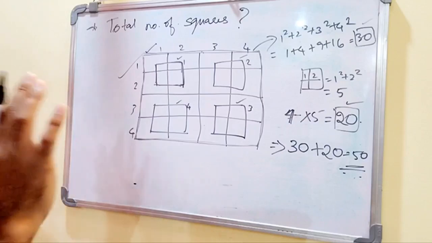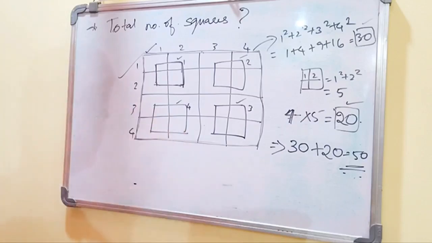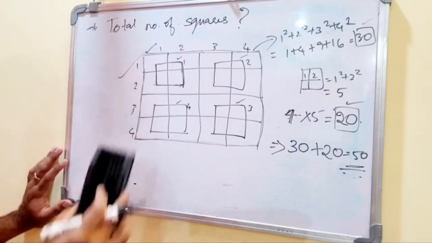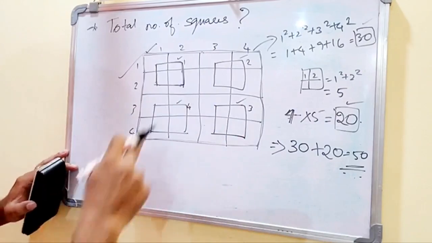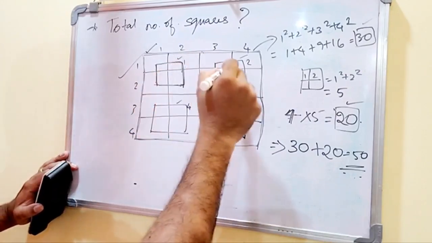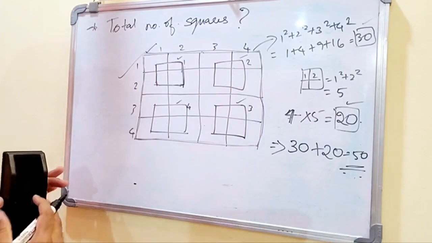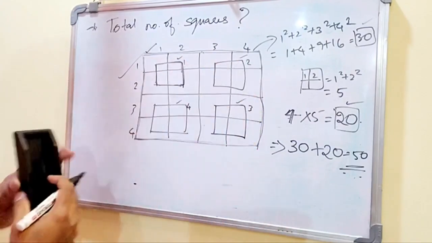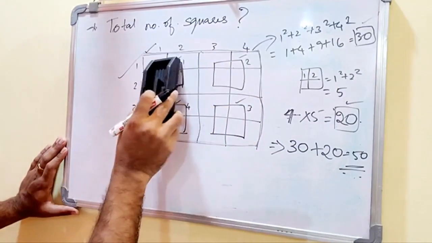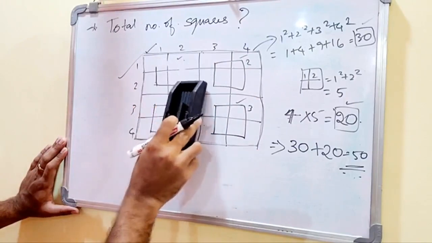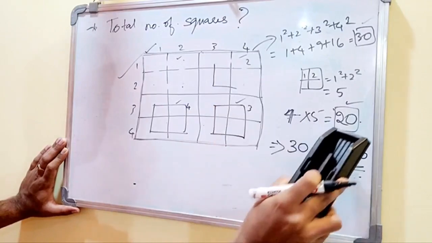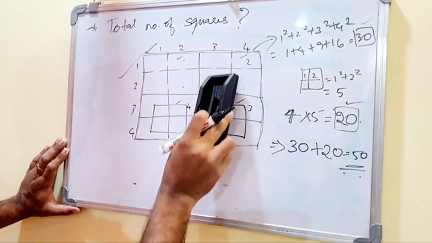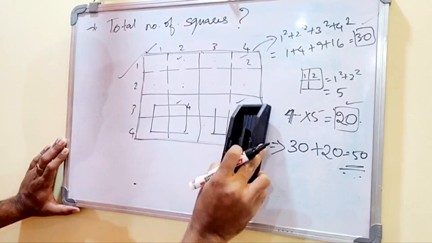If you know the basics, such complicated figures could be decoded. This is how you decode. You check first. What we did, we found the total number of squares of these small figures, 1, 2, 3, 4. Now we remove this figure because we have already found how many squares there are, and we know that these smaller squares contribute 20 squares.